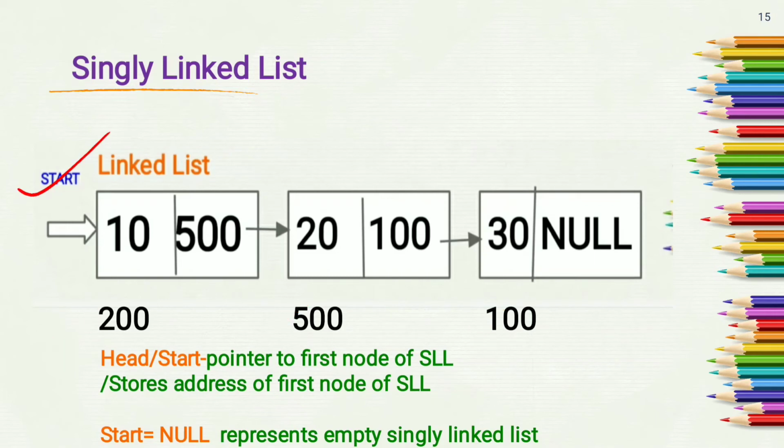Start is the pointer which stores address of the first node of the linked list. Here you can see the address of first node is 200, so the start pointer having value 200. Start is also called as head in some books. It represents pointer to first node of singly linked list, or you can say that it stores the address of first node of singly linked list. If start contains null, then it represents empty singly linked list. If start having value null, it represents there is no node in singly linked list. The linked list is empty.